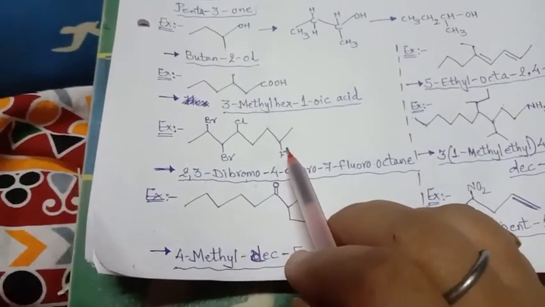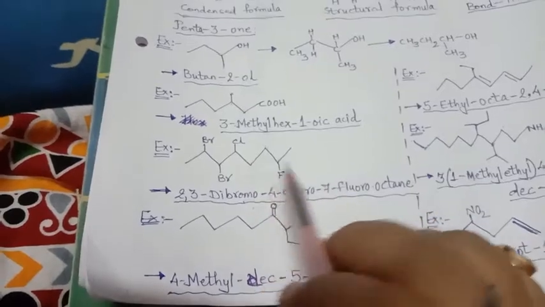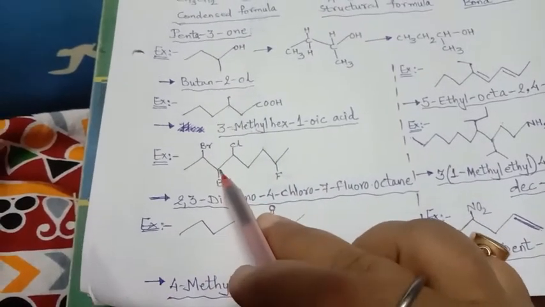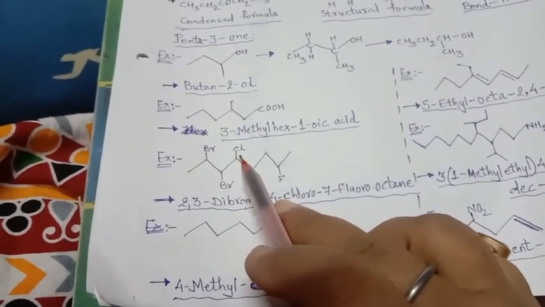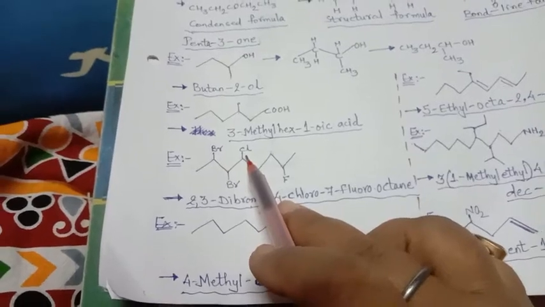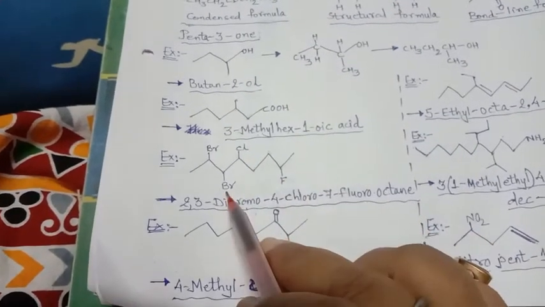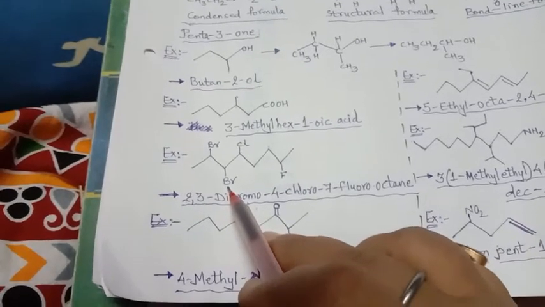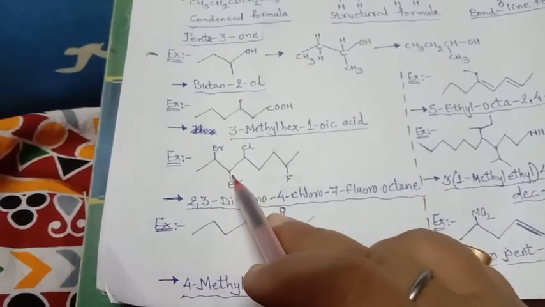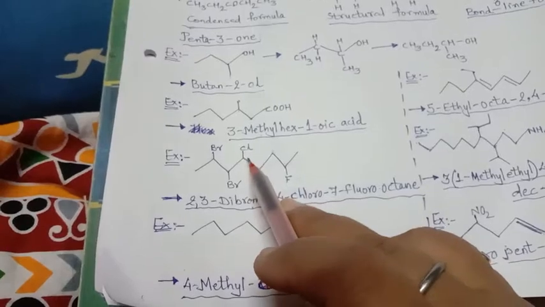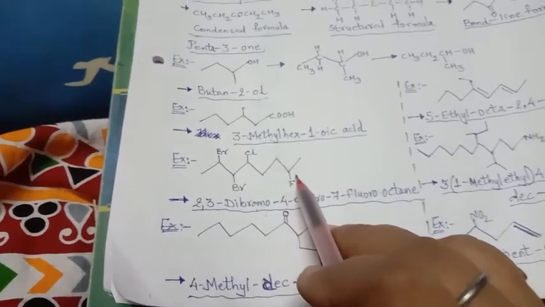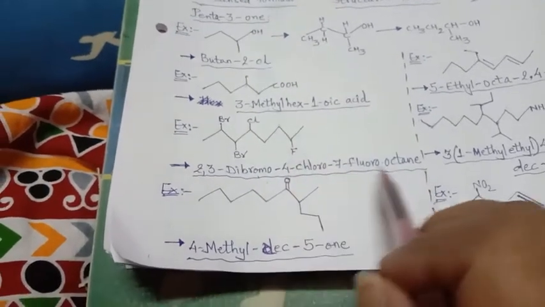Longest chain is 8 carbon, so octane family. Now let us see. Second and third, bromo. Fourth is chloro. Fifth, sixth, seventh is fluoro. And alphabetically, bromo comes first only. So let us go for bromo first. 2, 3 dibromo. Then 4 chloro, 7 fluoro, octane.